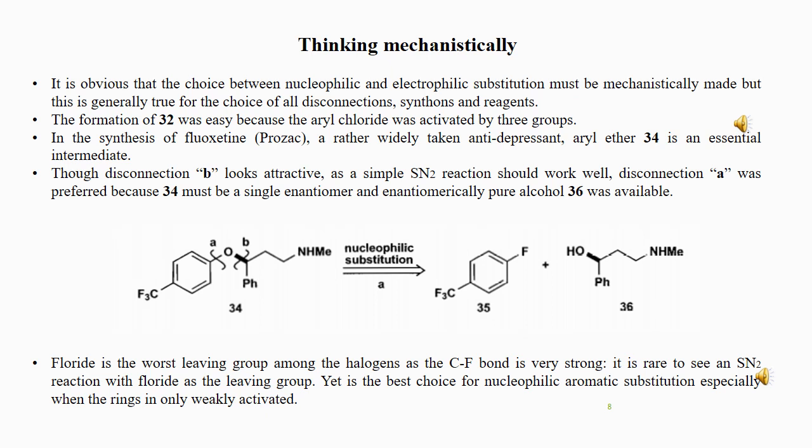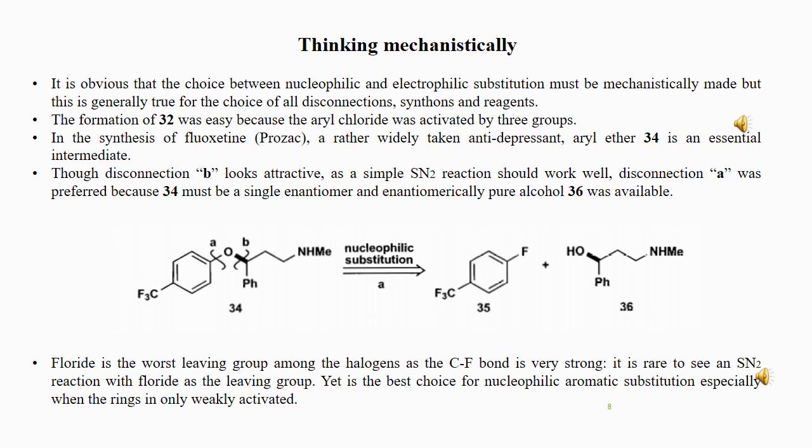Now we can think of 2 disconnections, one directly attached to the aromatic ring substituent and the other one, which is the carbon to oxygen bond, B disconnection, as is shown. So B disconnection looks very attractive, as just an SN2 reaction should work well for that. An SN2 reaction can add this substitution to the rest of the part.